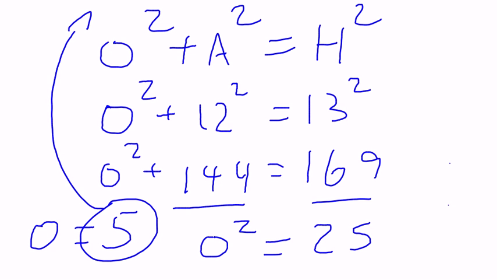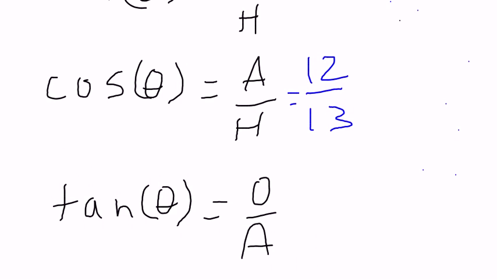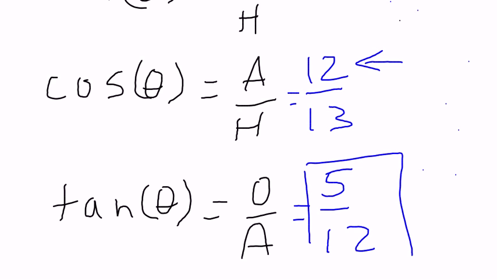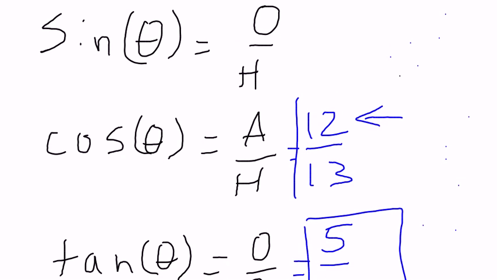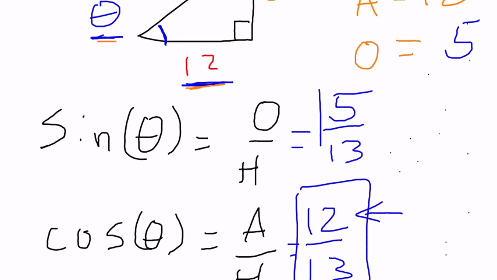Now we can go and solve the other two functions. If opposite is 5, and our adjacent side, right, we have it up here, is 12, I just have to fill in 5/12. This would be your tangent of that angle. Here's your cosine of that angle. Lastly, we have an opposite side of 5, hypotenuse of 13. There's your sine of that angle.